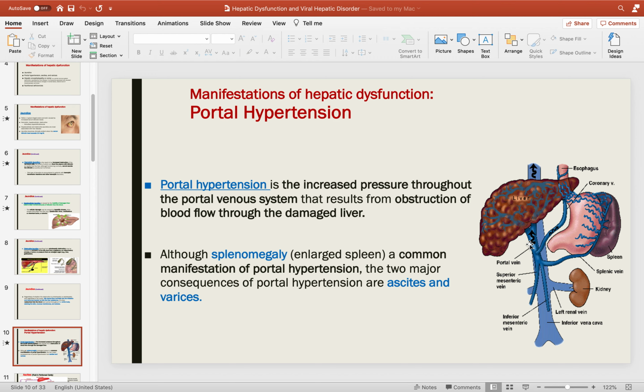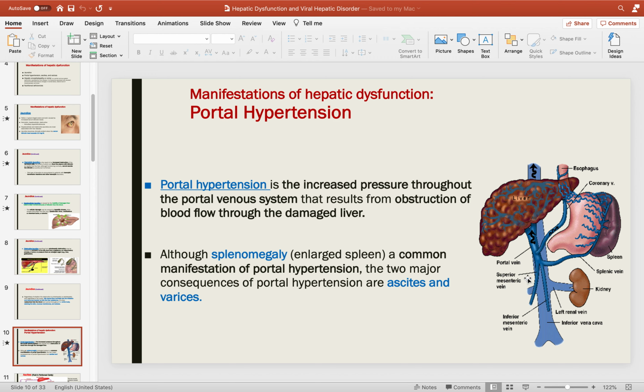For example, this is the portal vein, and there will be an increase in the pressure throughout the portal venous system. And this is because of what? Because of the obstruction of the blood flow through the damaged liver. There is obstruction of the blood flow, and that leads to increased pressure in the portal venous system. Normally a patient with portal hypertension will have signs and symptoms such as splenomegaly, a common manifestation of portal hypertension, and other major consequences of portal hypertension.